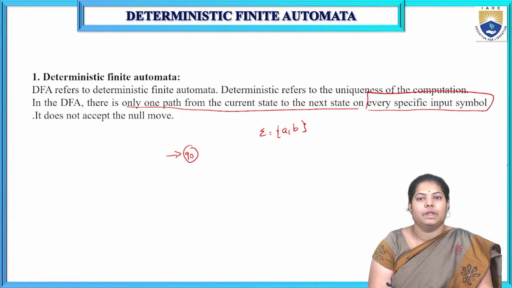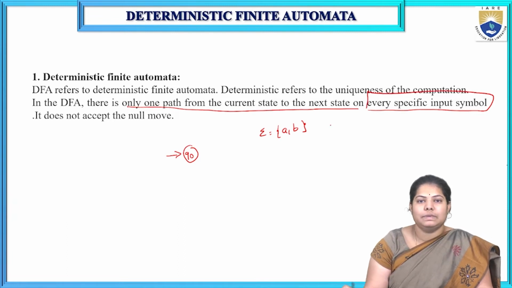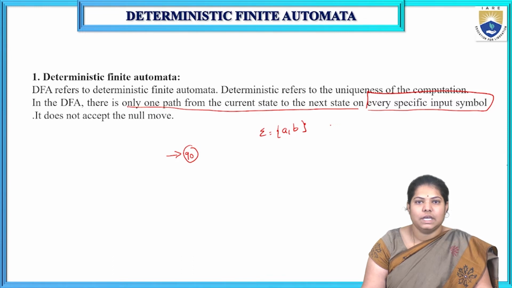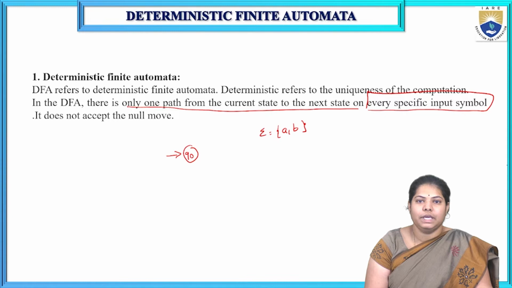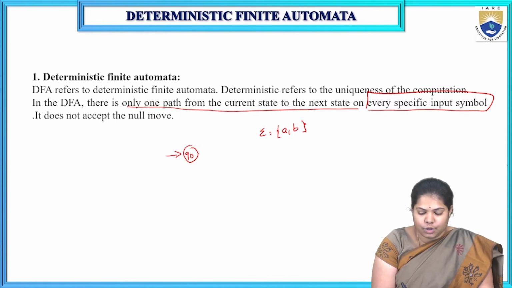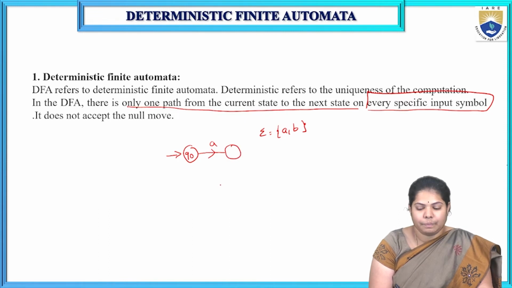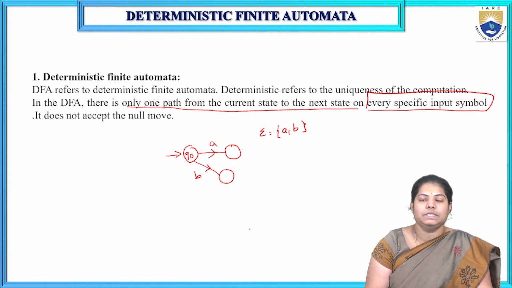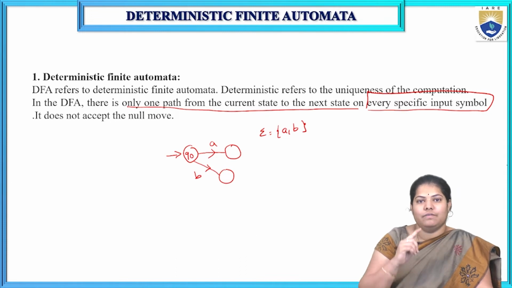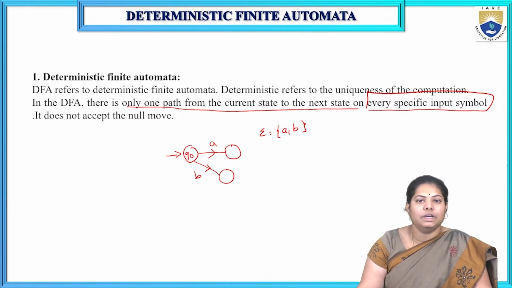input symbol. That means on Q0, on seeing A, it has to go to exactly one state, and on seeing B, it has to go to exactly one state. That means all input transitions should occur exactly once. That is the uniqueness of the deterministic finite automata.